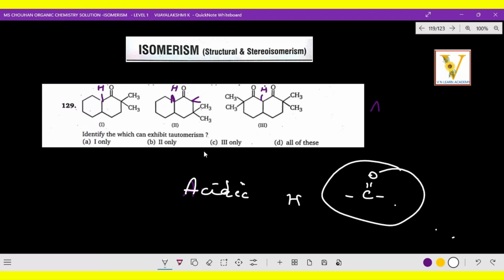So which is the correct option? All these are possible for tautomerization. This is possible for tautomerism, this is possible, and this is also possible. Why? Because alpha hydrogen is there to provide the acidic hydrogen, so you can find the enolization form. So which is the correct option? Option D is the correct option. I hope you got the clarity.